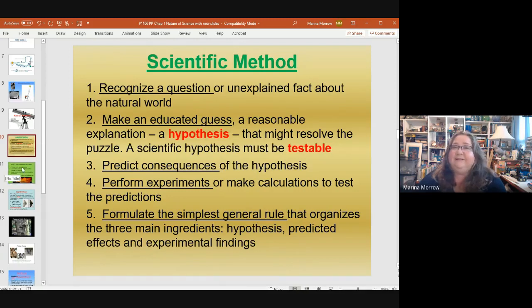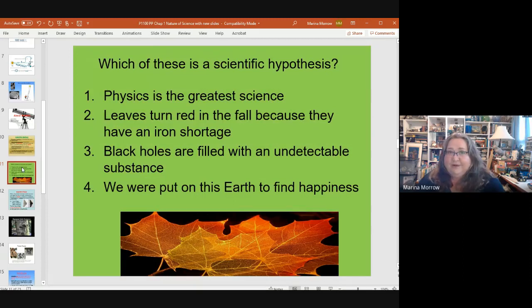Okay, so let's go look at some examples of this. You've got a homework problem like this and a test question like this. So which of these is a scientific hypothesis? So I've got 4 possibilities here. Now, the first one says physics is the greatest science.